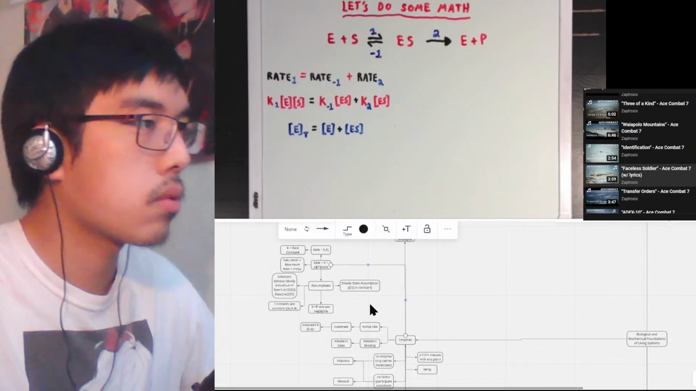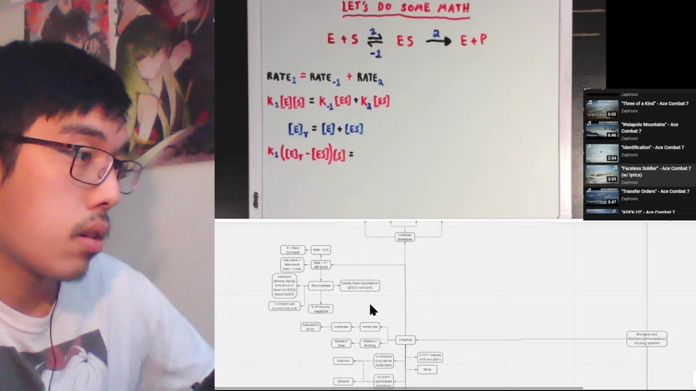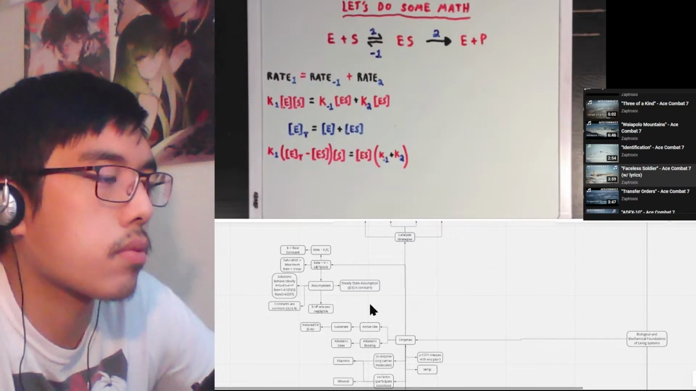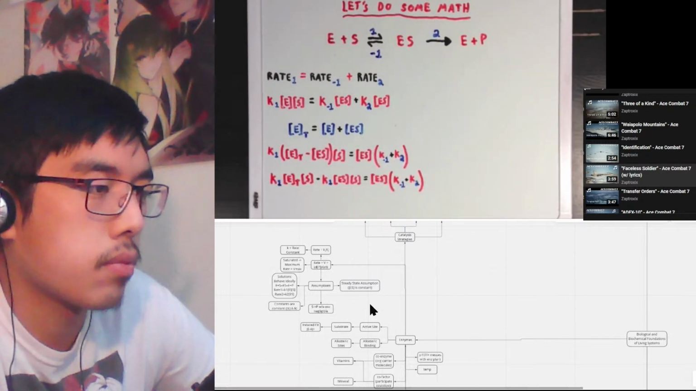And using this equation, I'm going to rewrite the E on the left side of our equation as the total E minus the ES, which would be equal to the E we had before. On the right side of the equation, I just factored out the common term ES. Okay. Next, I'm just going to expand the left side of the equation, so take a moment to look at that. And now what I'm going to do is divide both sides of the equation by K1.